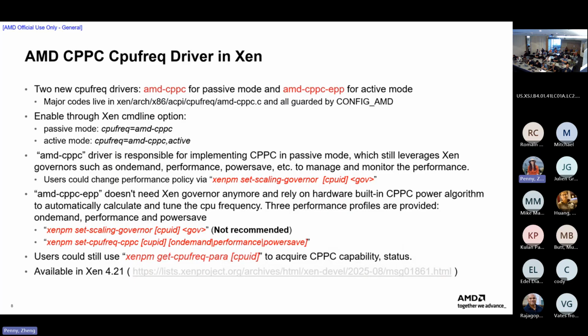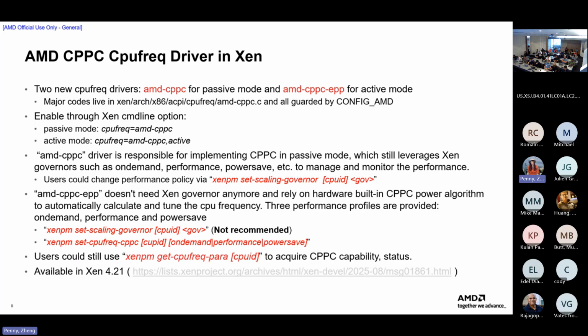This slide is about the detailed implementation in Xen. I have implemented two new CPU frequency drivers, amd-cppc for passive mode and amd-cppc-epp for active mode. The major code lives in a new C file called amd-cppc under the cpufreq subdirectory, and all code is guarded by the config option. The new cpufreq driver must be enabled explicitly in the Xen command line during boot time.